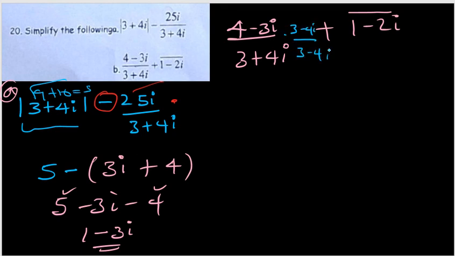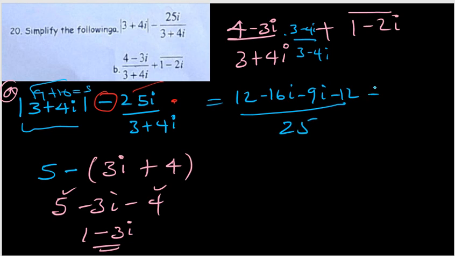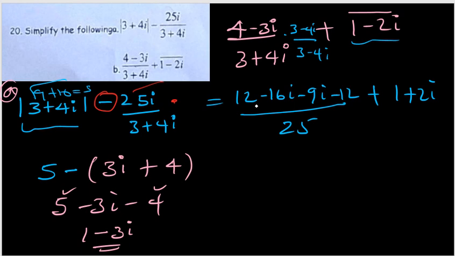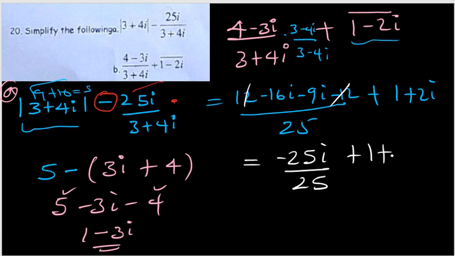When you multiply, 4 times 3 is 12, minus 16i, minus 9i, minus 12, the whole over the down part, which is 9 plus 16, which is 25, plus the conjugate of this one, which will be 1 plus 2i. Then 12 will be cut out with 12. What remains here? Negative 25i over 25 plus 1 plus 2i.